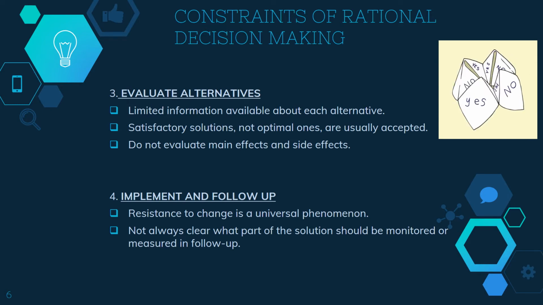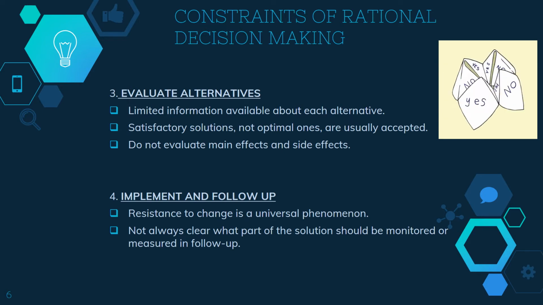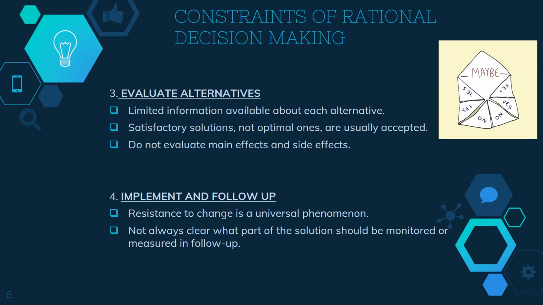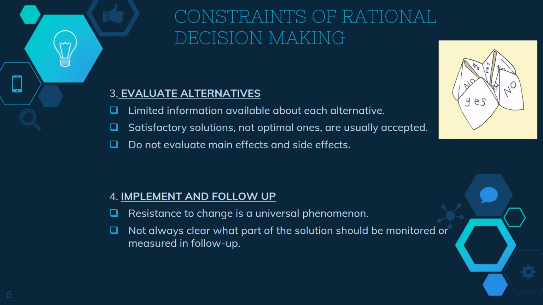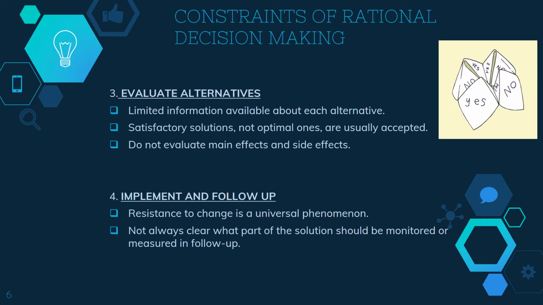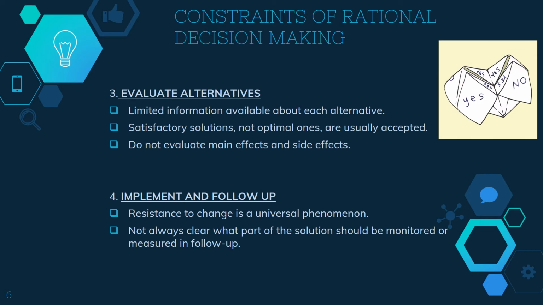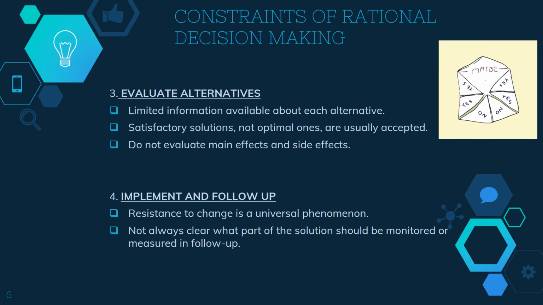Resistance to change is a universal phenomenon. Resistance to change is an essential factor to be considered in any change process, since the proper management of resistance is the key to change success or failure. It is not always clear what part of the solution should be monitored or measured in follow-up, so the measures of effectiveness are the emergency response time, false alarm rate, operational availability, and total cost of ownership.